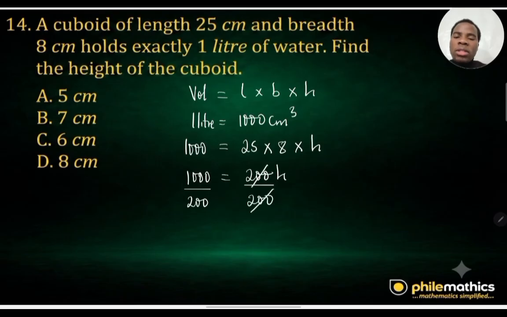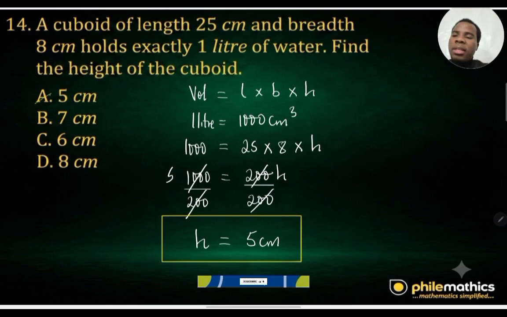So that 200 will cancel this. 200 can cancel 1,000 in 5 times. So the h, or the height we are looking for, is simply 5 cm, and that is A.